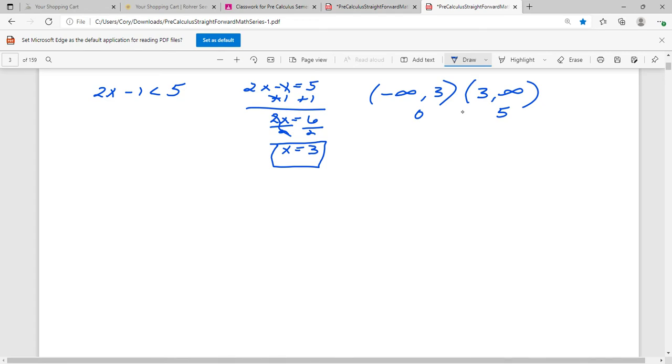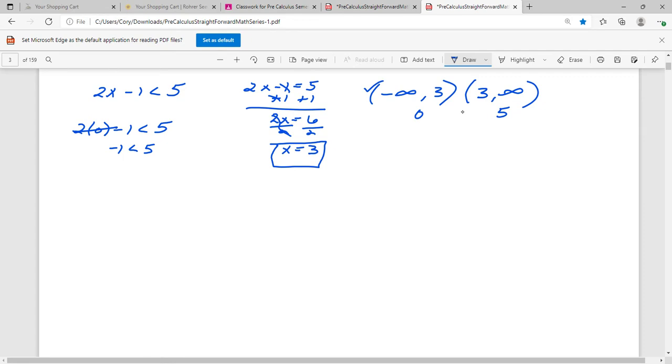All right, for 0, if I fed 0 into here, I would say 2 times 0 minus 1 is less than 5. 2 times 0 is 0. Negative 1 is less than 5. That is correct, so this one checks out. Yes, that is a solution.